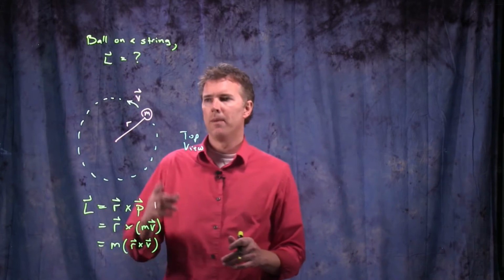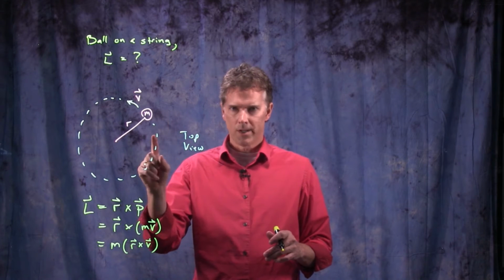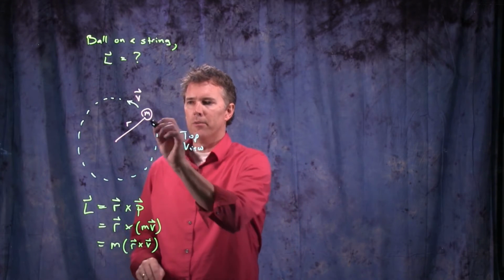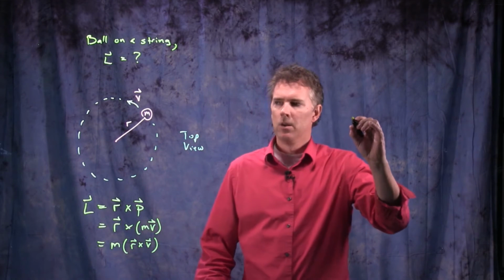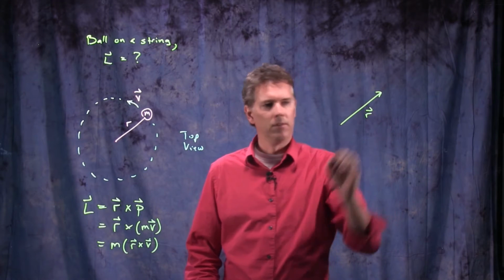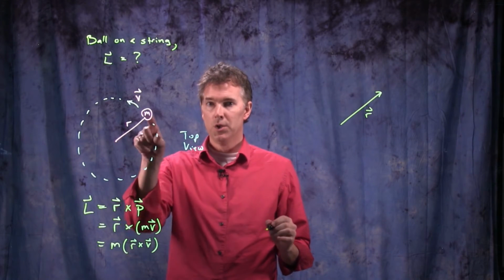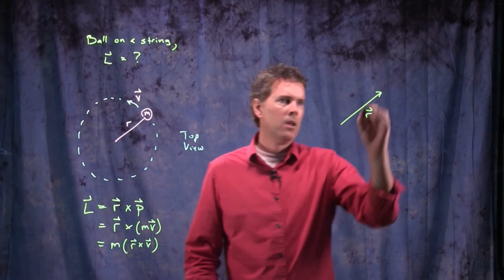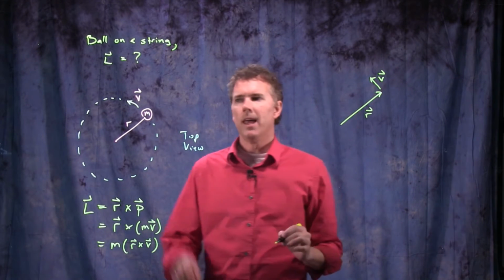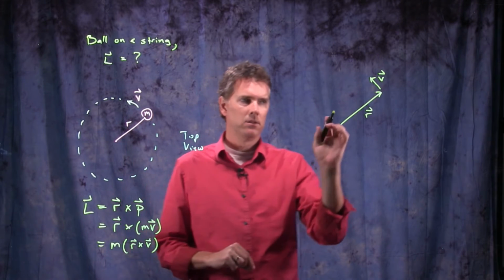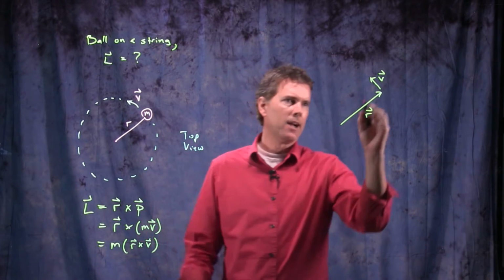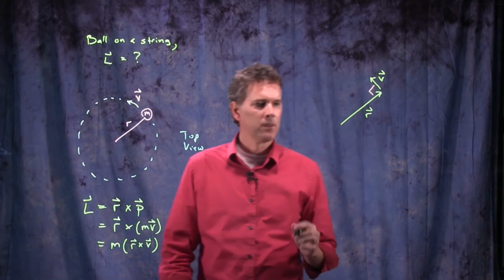And now we have to worry about two things. What direction is r? What direction is v? So if we think about this particular point, we have an r going out from the axis of rotation to the object of interest. We also have a v at that particular time that is at a right angle to r. Okay? So with those two things, let's see if we can calculate what r cross v is.